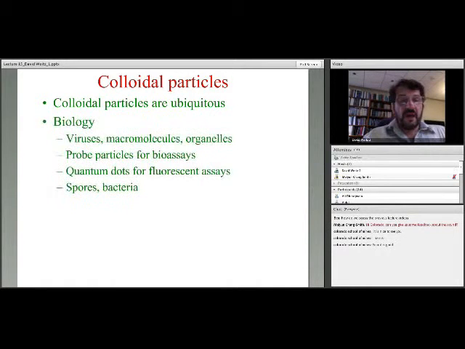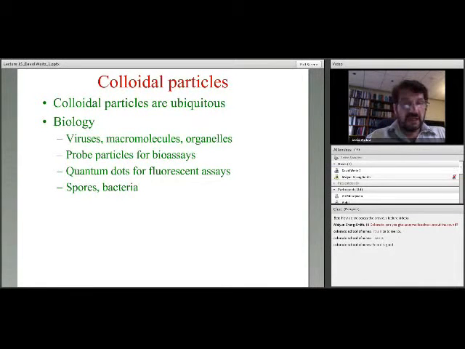They're very important in biology and in biophysics. If you think about it, viruses, macromolecules, organelles, all of these behave very much like colloidal particles. Brownian motion is very important. They're more or less solid, at least the way they behave in biological systems, and they act very much like colloidal particles. Colloidal particles are very important for probes, for a variety of different assays in biology. Quantum dots are used to label things, spores, bacteria. They all act like colloidal particles.